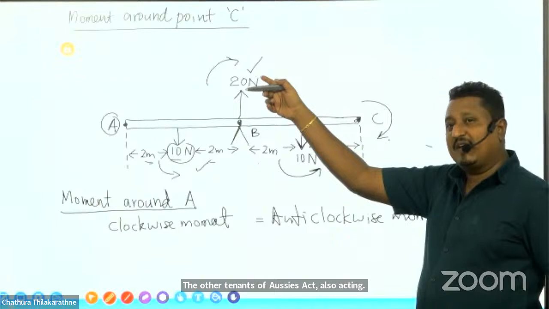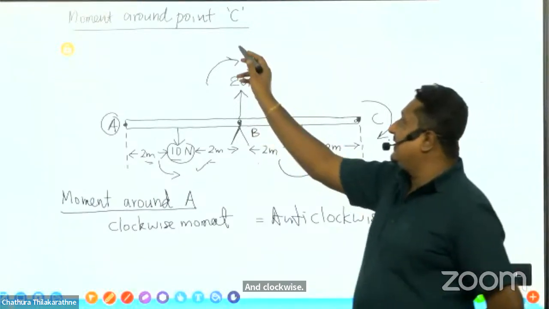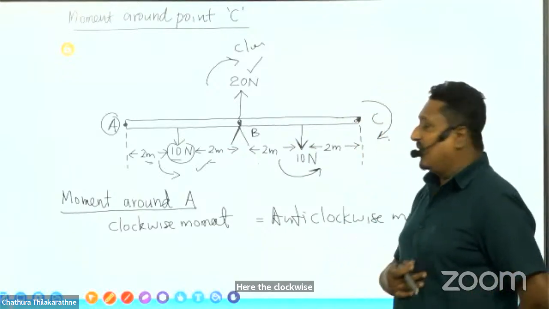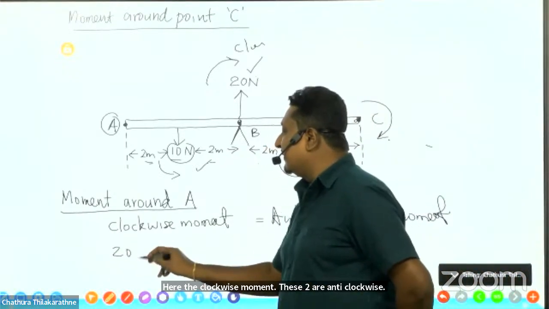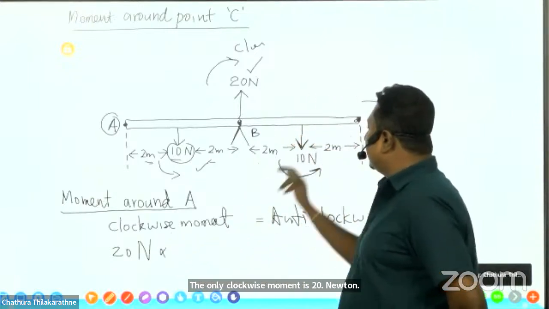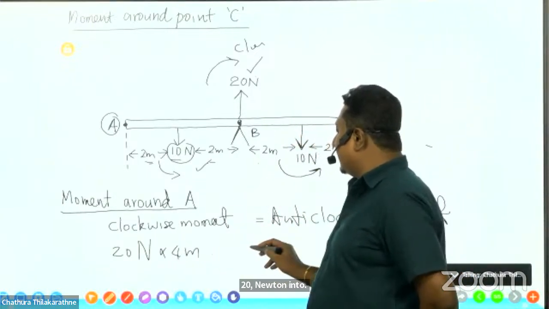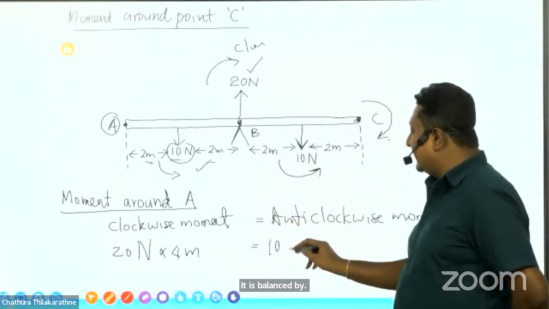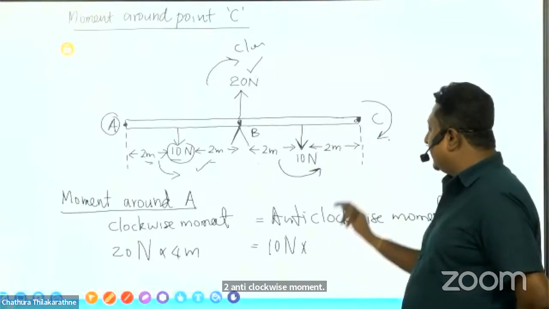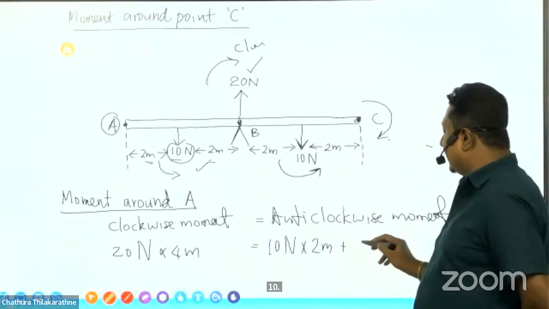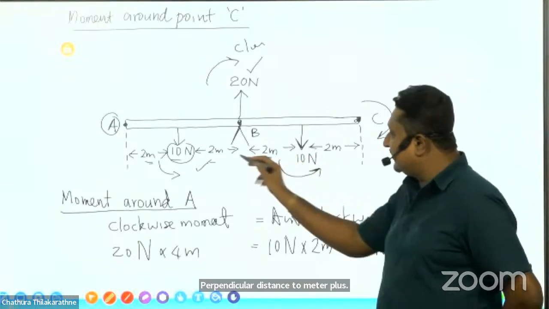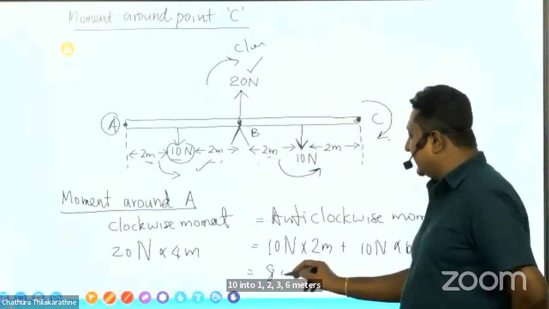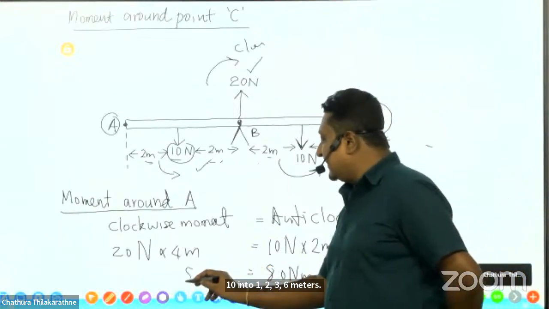20 newtons of force acting clockwise direction. Here the clockwise moment, these 2 are anti-clockwise. The only clockwise moment is 20 newton, 20 newton into 4 meters. It is balanced by two anticlockwise moments. One is 10 into perpendicular distance 2 meter plus 10 into 6 meters. 80. 80.